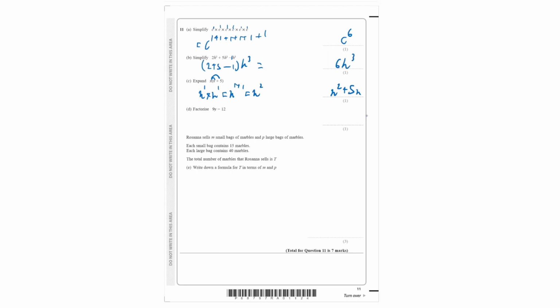Factorize 9y minus 12. I can see here that the highest common factor here is 3. So I can write 3 here. And since y is not shared between them, I can go ahead and keep it inside the bracket. So 9y divided by 3 is 3y, minus 12 divided by 3 is 4. So our final answer is 3 into 3y minus 4.